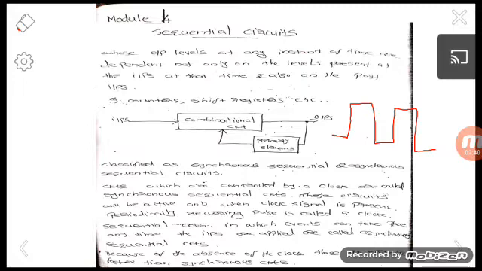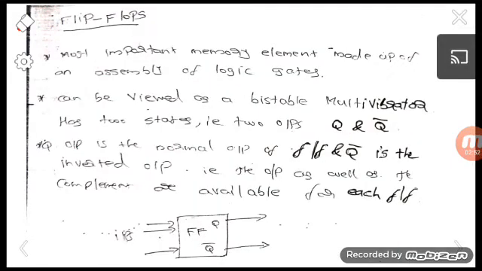Because of the absence of the clock pulse, asynchronous sequential circuits are faster than synchronous sequential circuits. The main memory element we are using in sequential circuits is the flip-flop. Flip-flops are a very important element in digital circuits, and can be viewed as a bistable multivibrator. You have already learned in your previous subjects what a bistable multivibrator is. It is called that because the flip-flop has two outputs, Q and Q bar.